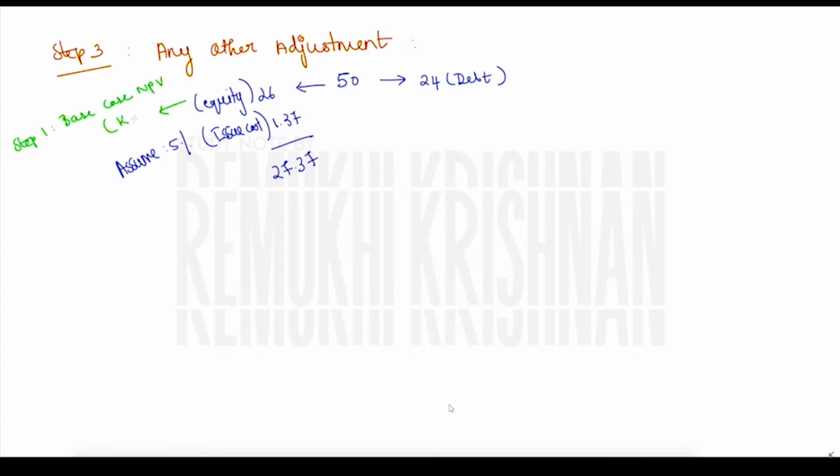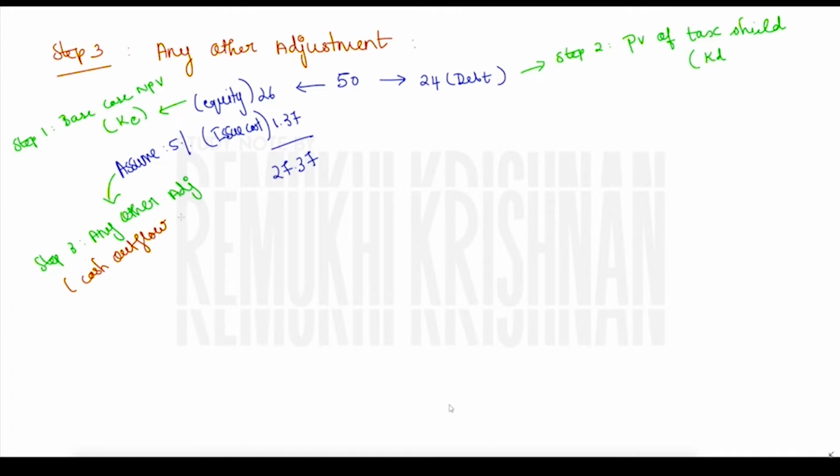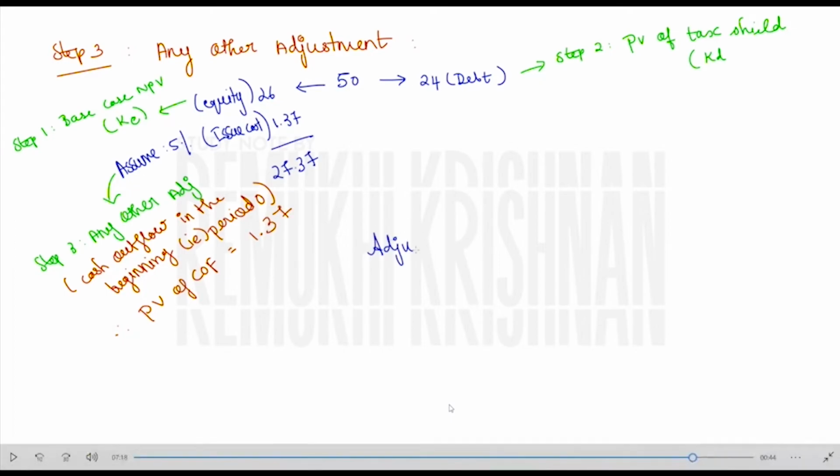So this 26 lakh is being used in step 1. This 24 lakh is used in step 2. So finally, this adjustment of rupees 1.37 lakh is going to be used in our step 3. Simple, right? So by simply seeing this chart, you can analyze where and all we have to use the values. Yes. So the present value of cash outflow is going to be 1.37 lakh, since it happens in the first year, the starting of the project.